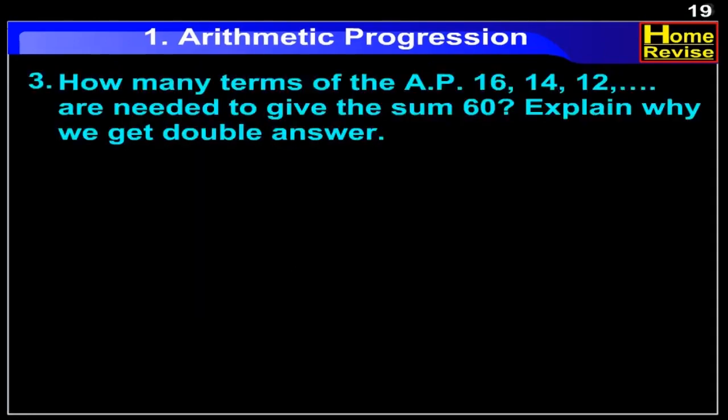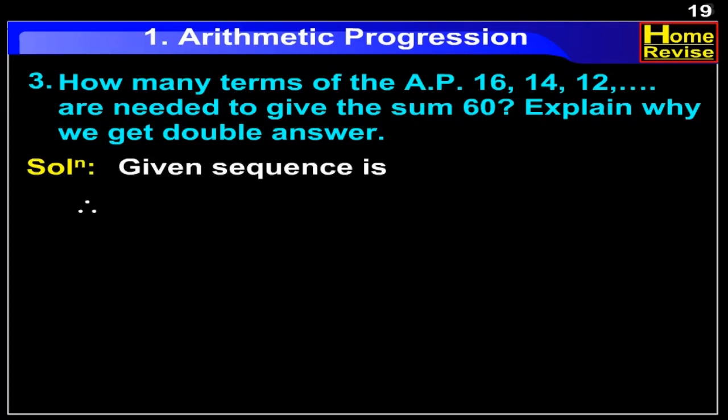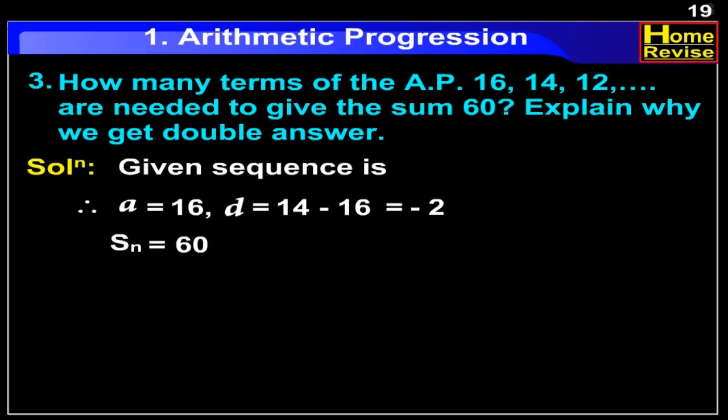How many terms of the arithmetic progression 16, 14, 12 and so on are needed to give the sum 60? Explain why we get a double answer. Solution. For the given sequence, we have a is equal to 16, d is equal to 14 minus 16, which is equal to minus 2. And as per the given information, Sn is equal to 60.